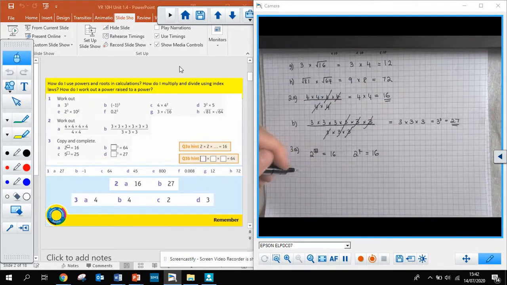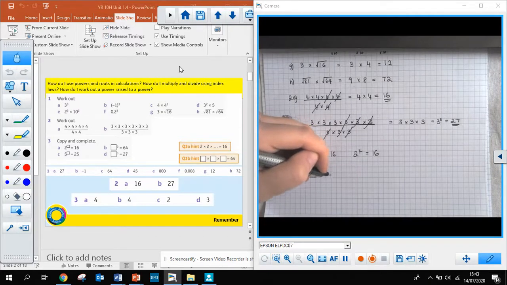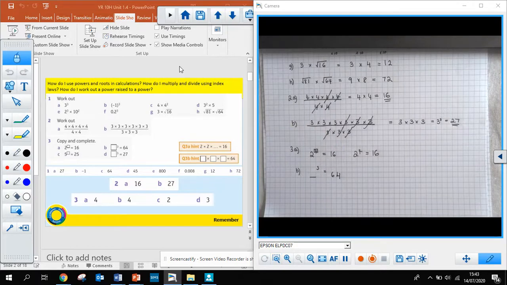Part B, something cubed gives me 64. So something multiplied by itself 3 times gives me 64. Okay, and the answer there is 4. 4 cubed is 64. 4 times 4 is 16. Times 4 one more time gives me 64.